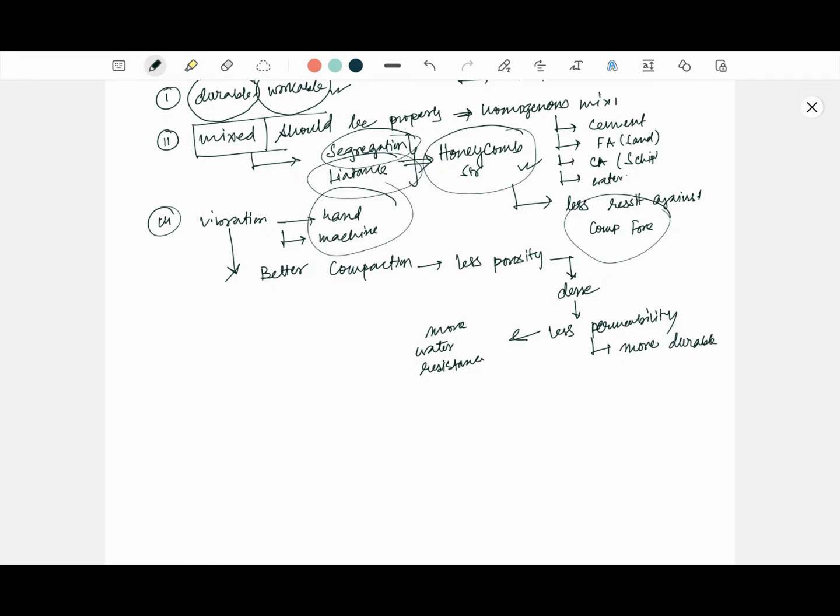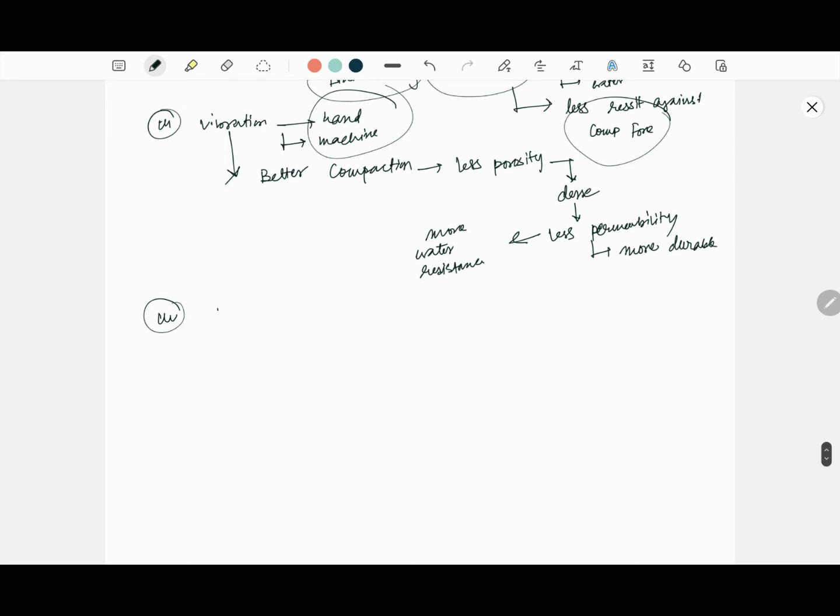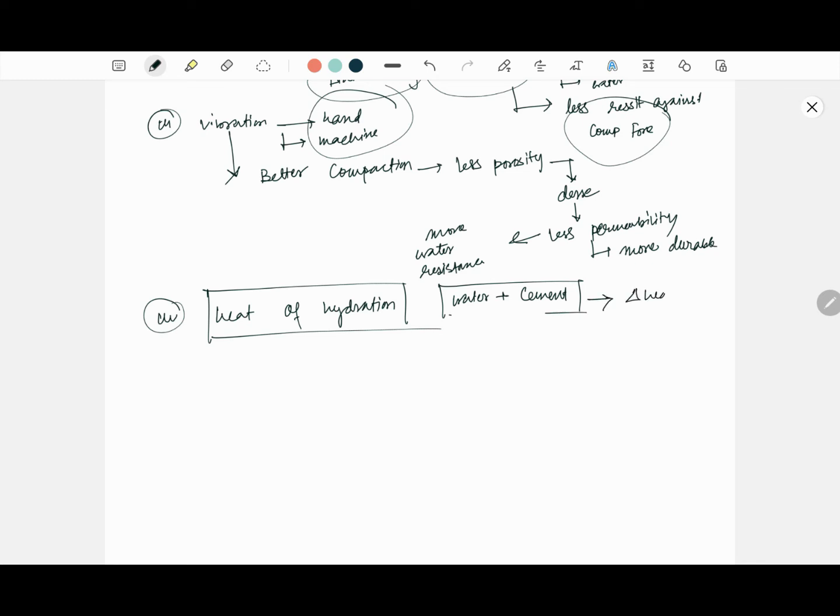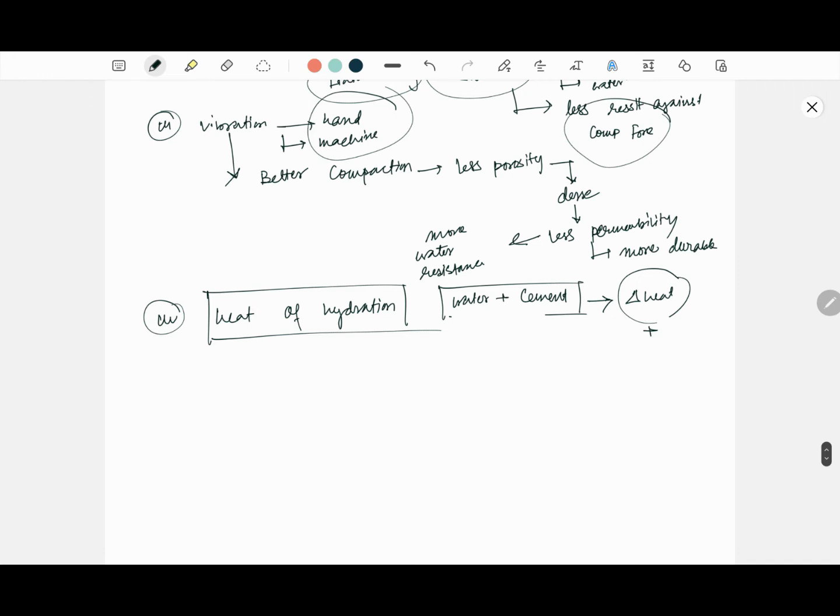Okay, then mixing done, vibration done, then what? Do you know about heat of hydration? What is that? When water is added to cement, they generate heat. So heat is evolving, and someone has to counteract this heat. That is why water plays a main role. The excess water provided to the concrete structure after the placing and vibration is known as curing.